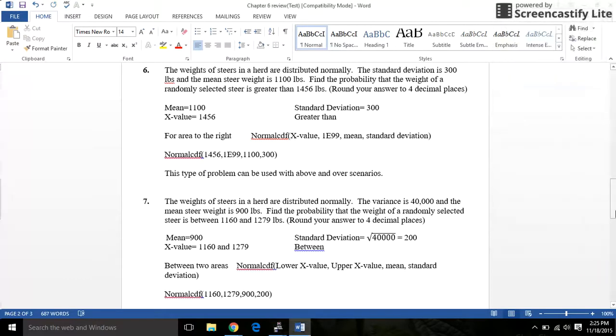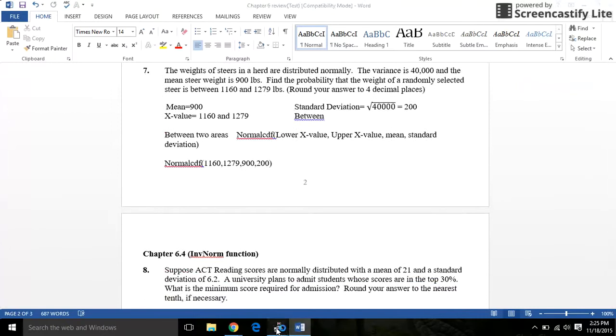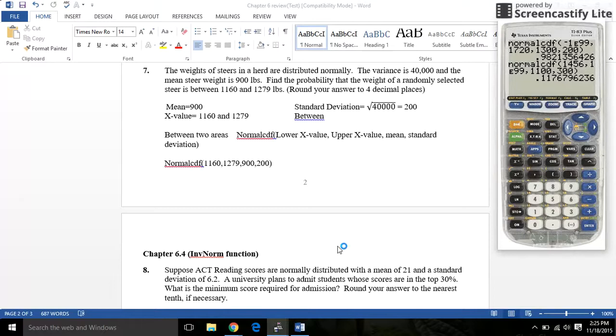All right, number 7. Let's do the last one for this section. If the weights of the steers in a herd are normally distributed, the variance is 40,000 and the mean steer weight is 900 pounds. Find the probability that the weight of a randomly selected steer is between 1,160 and 1,279 pounds. First thing, look at that variance. It's huge and would destroy all your math on this one. So all you do is take the square root of it, and you get 200. Now I have a mean of 900, a standard deviation of 200, and x values between 1,160 and 1,279. I know it's a between scenario because it says between.